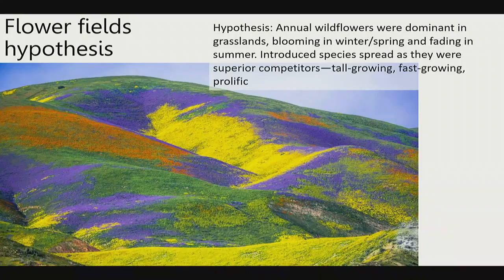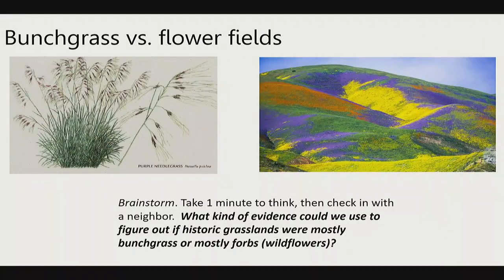So these are sort of two competing hypotheses. Was it mostly native bunch grasses in the past? Was it mostly forbs and wildflowers, right? Let's talk about this, right?